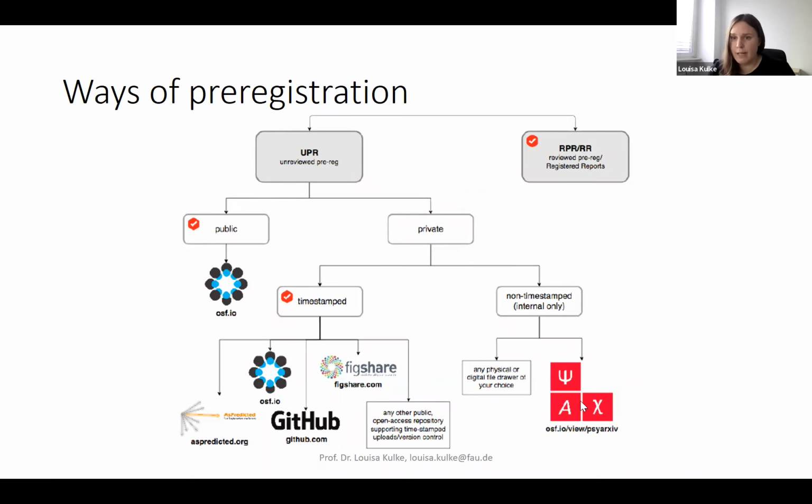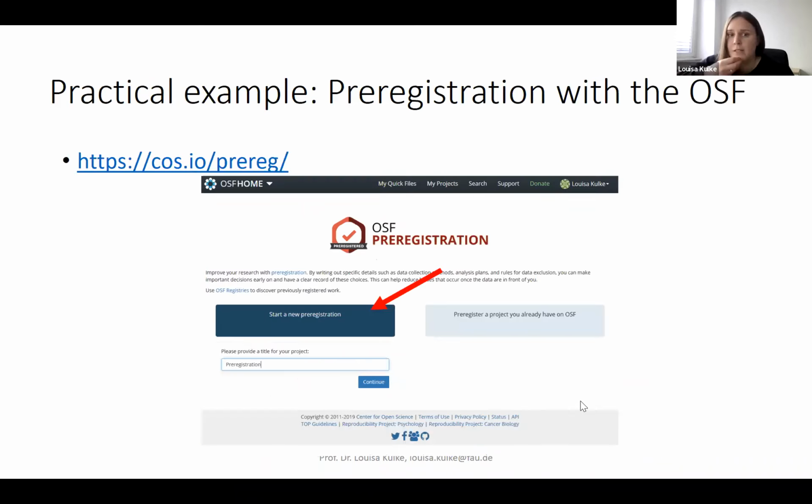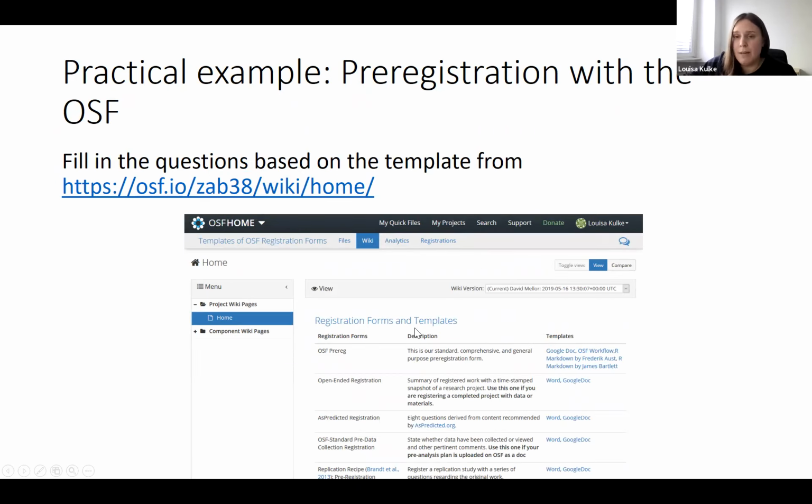So there are lots of ways, and just one example is to pre-register with the Open Science Framework. It's very easy. You go to the website, cos.io, you start a new pre-registration, you click that button, and then you can even select from templates to make sure you don't forget to mention anything.